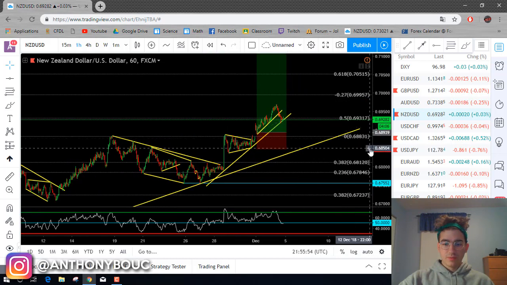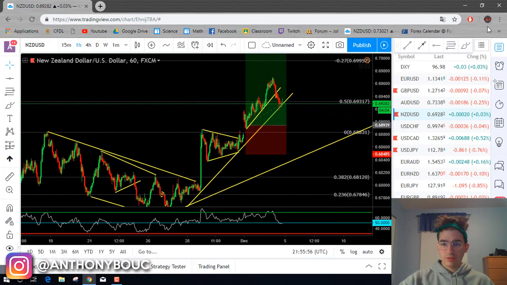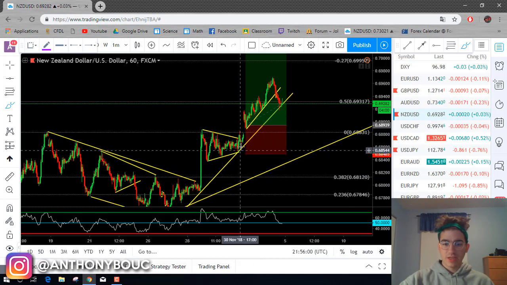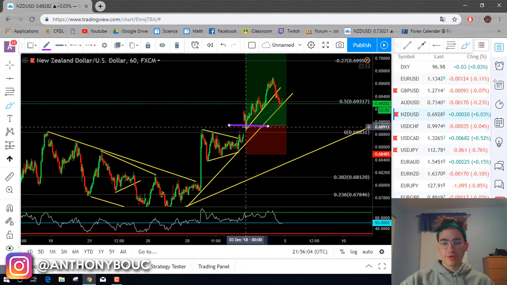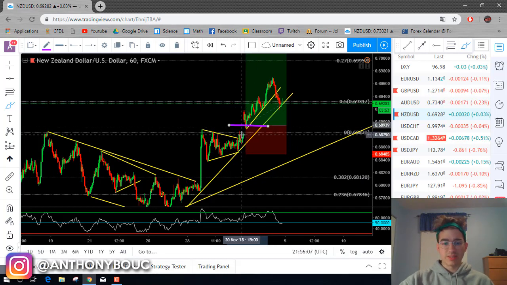So my entry, well, this one was pretty simple. I mean, we had this impulse, we had this nice correction, and when we broke out of the correction, I simply was able to take the trade right here. So nothing really more complex than that.